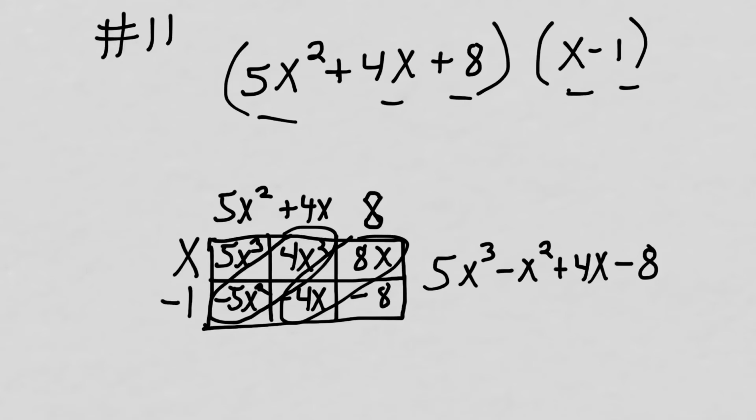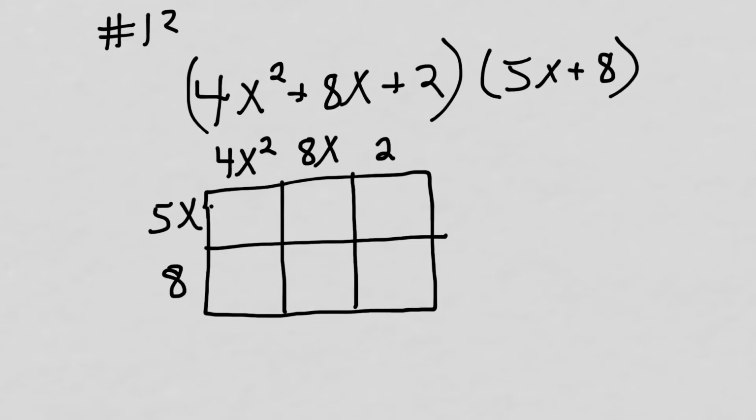Again, I strongly suggest, just like the next problem that's coming up, number 12, please use a box method. As advertised, number 12 is a trinomial times a binomial. I already got the box set up, 3 across the top, 2 down the side. Let's go ahead and do this.